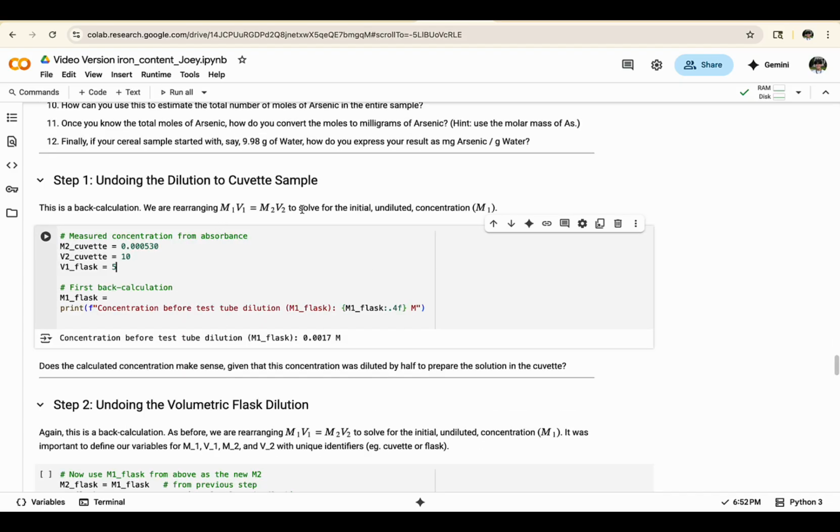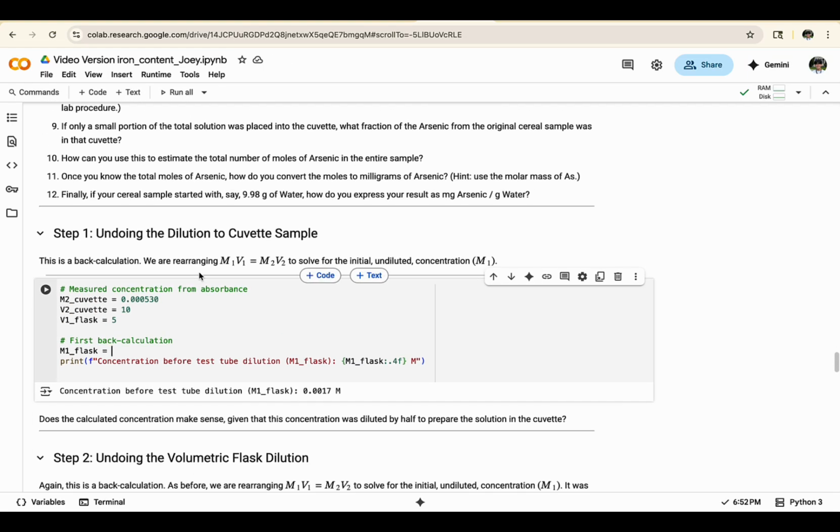So now we have three values of the M1V1 = M2V2 equation. Now, using some algebra, we can isolate the M1 value because we have V1, M2, and V2. And if we can get the M1 value, we can get the concentration before we diluted it. So we name these pretty conveniently. M1V1 equals M2V2.